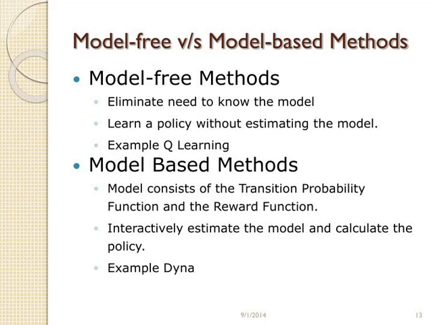Model-based methods. Model-based methods create an internal model of the environment, which includes the transition probability function and the reward function. The agent estimates this model interactively and uses it to calculate the optimal policy. Characteristics: require estimating the environment's model; use the model to predict future states and rewards; calculate policies based on the estimated model. Example: Dyna-Q combines model-free Q-learning with model-based planning.